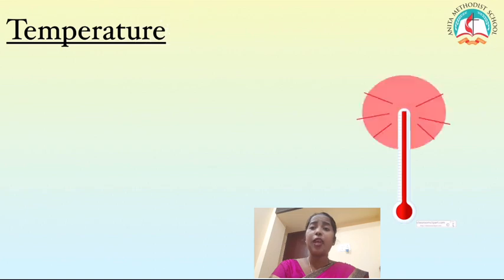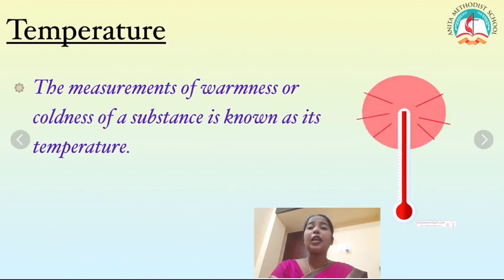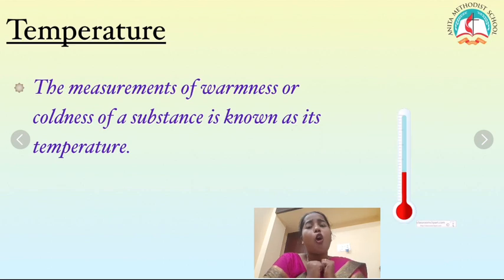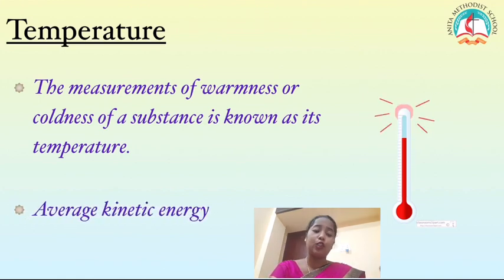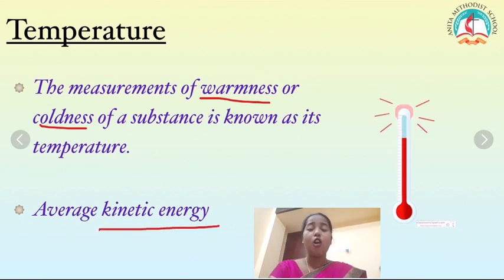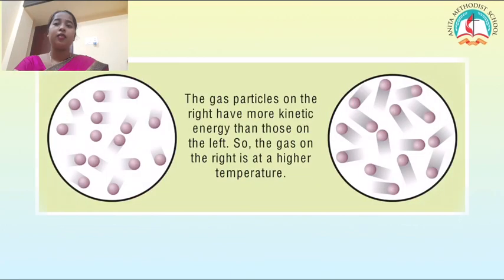So what is temperature? The measurement of warmness or coldness of a substance is known as temperature. I'm repeating again, the measurement of warmness or coldness of a substance is known as temperature. So temperature is the average kinetic energy of a particle in an object. Temperature is related to how fast the atoms within the substance are moving.